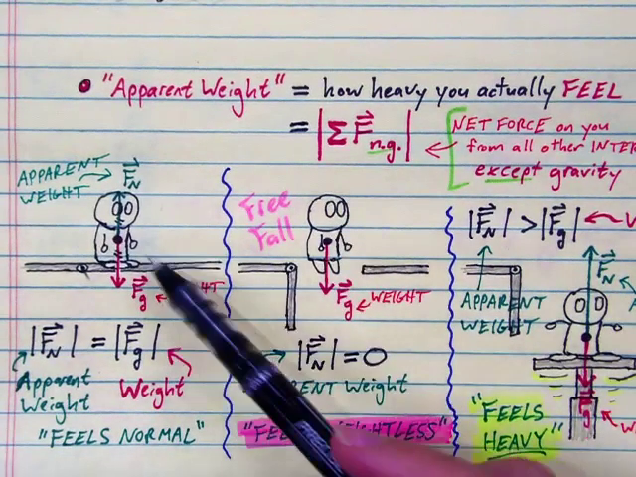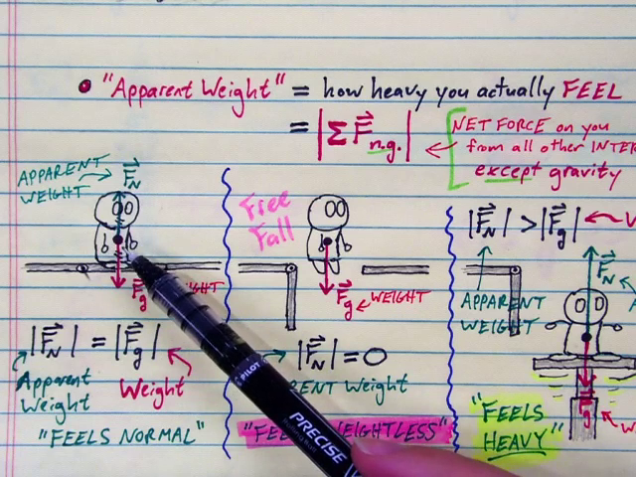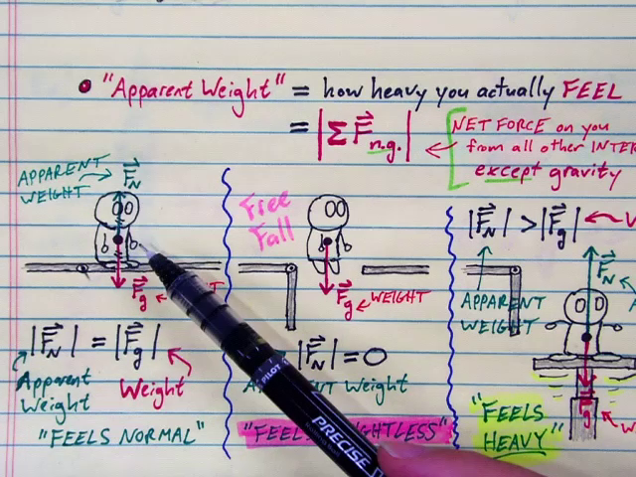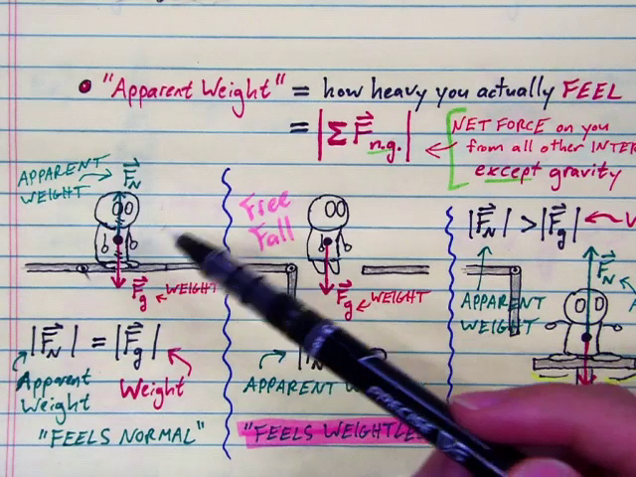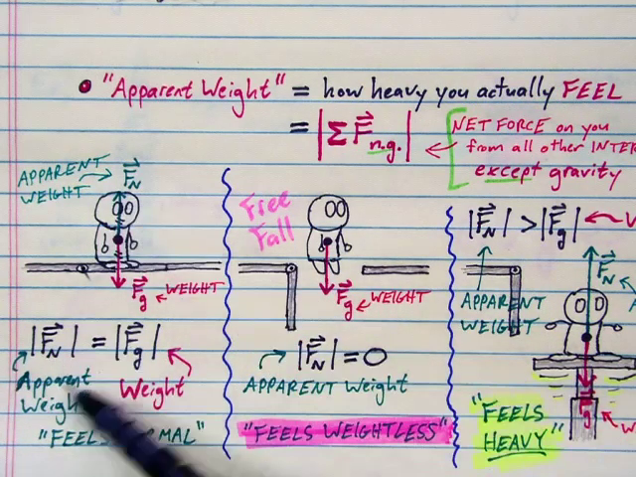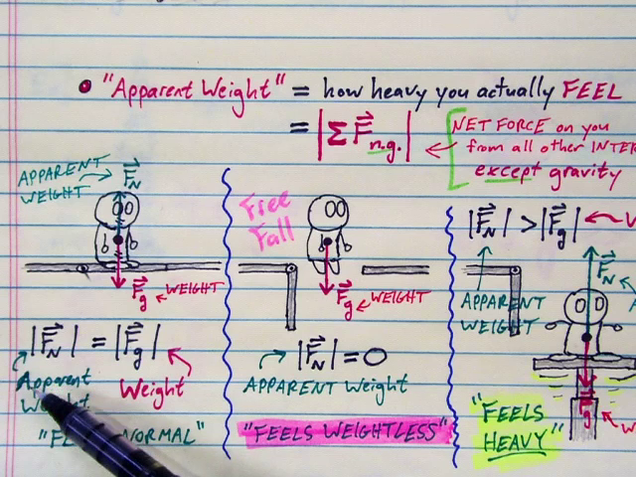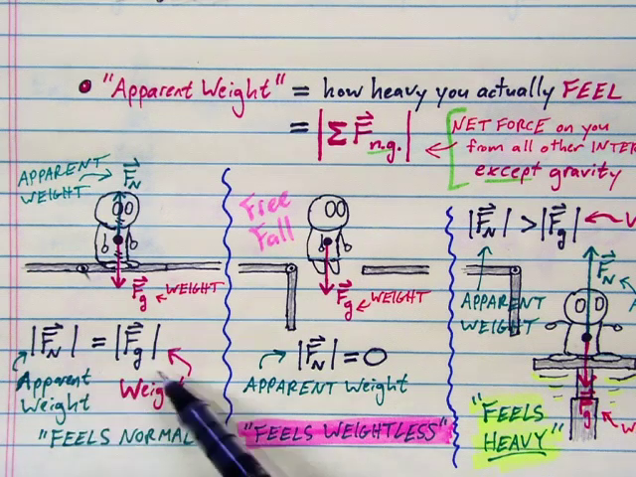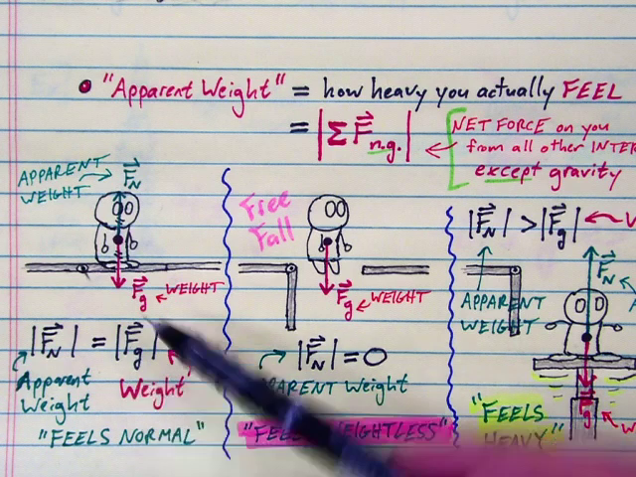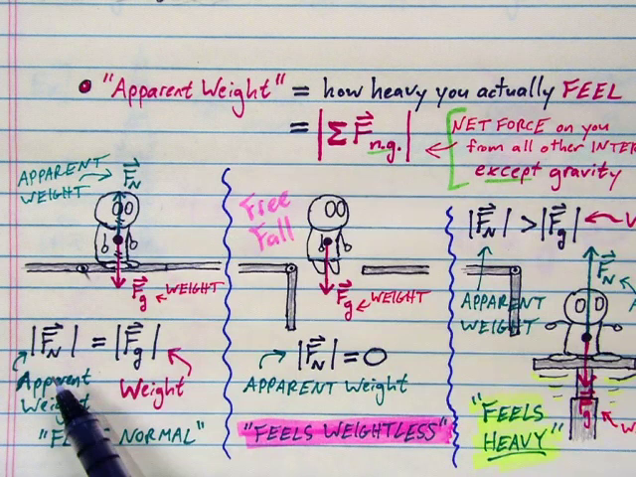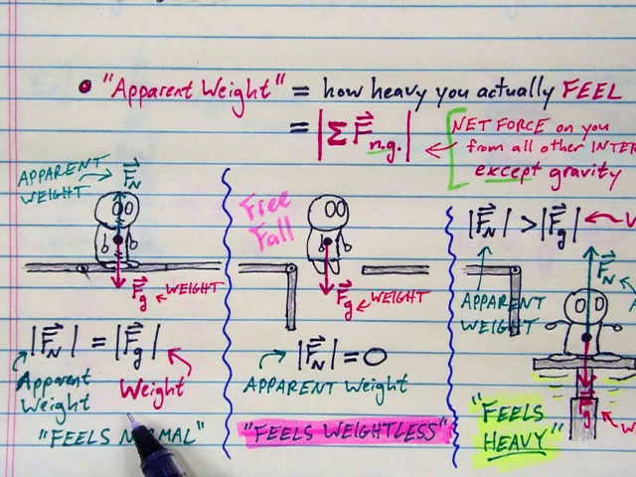Say you're standing still in a room, and then the only non-gravitational force acting on you will be the contact force from the floor. The magnitude of that contact force is your apparent weight, how heavy you feel. Since it will be equal to the magnitude of the force of gravity, aka your weight, as you stand there in static equilibrium, your apparent weight under these circumstances will be equal to your actual weight, and you will feel normal.